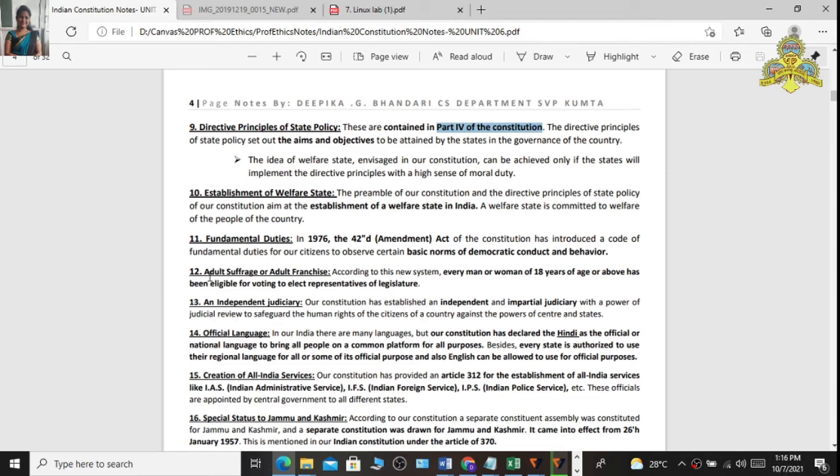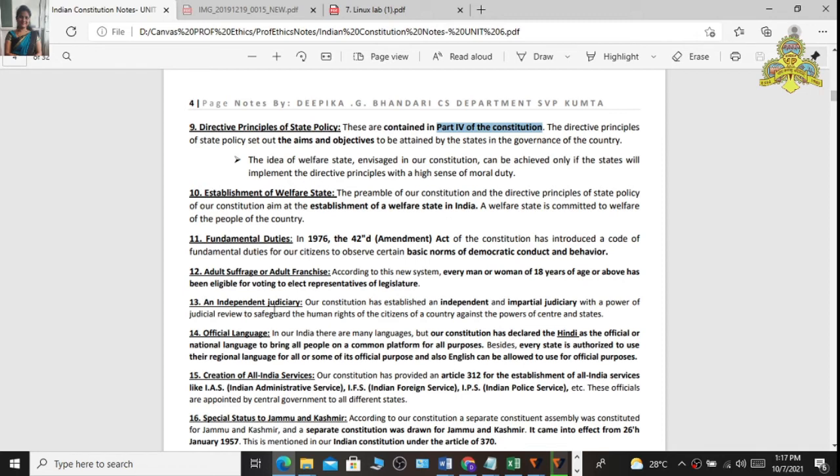One more feature is called as adult suffrage or adult franchising. According to this system, every man or woman of 18 years and above has been eligible for voting to elect a representative of legislature. Okay. Here, as a citizen of India, we have a right to vote to elect our representatives. But the voting age, the eligibility is 18 and above.